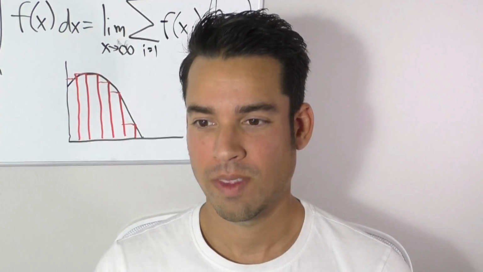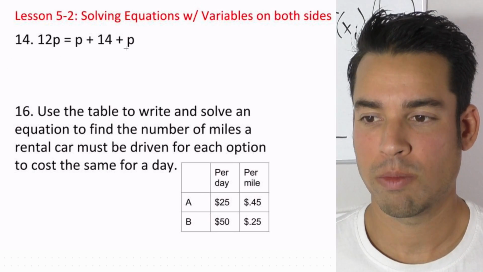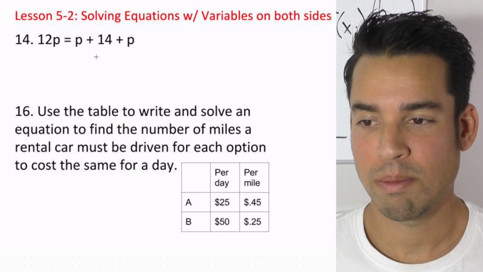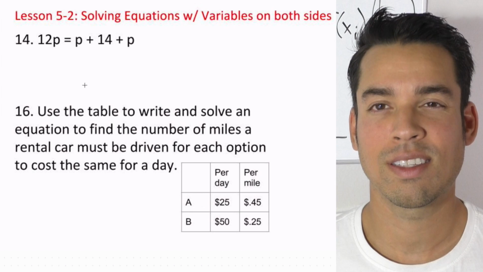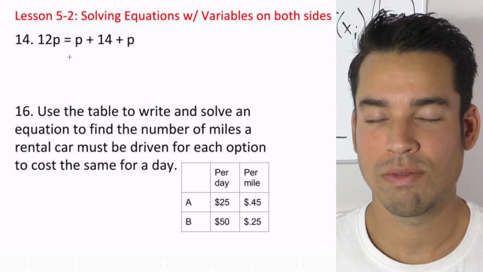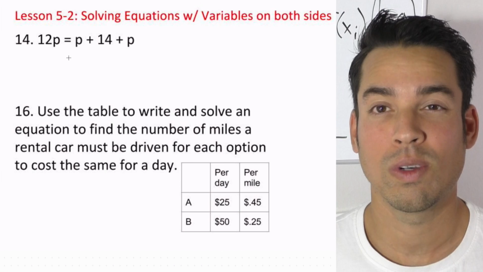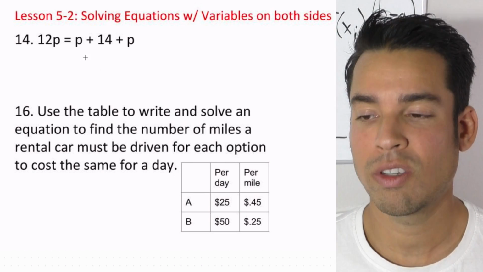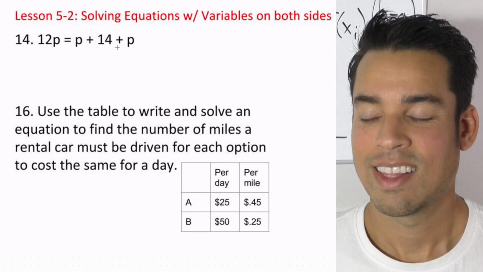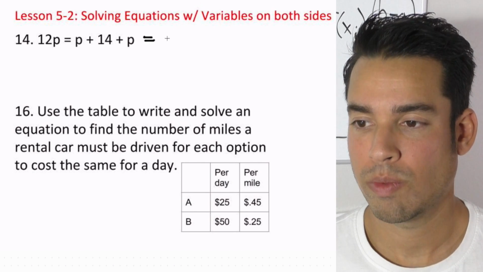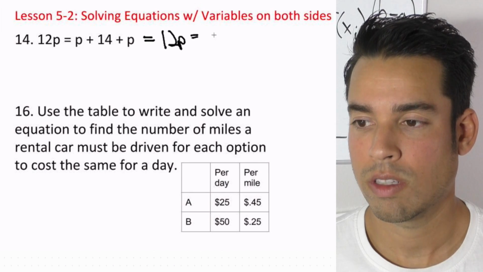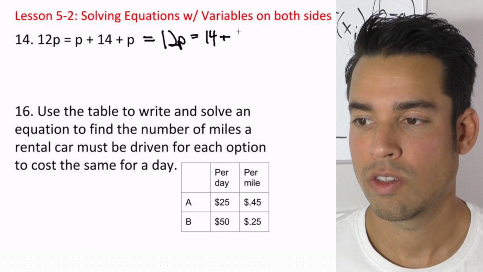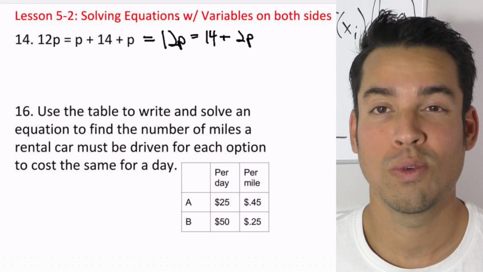Let's do it. So here we've got a very nice variable isolation problem, but as the title lets us know, we've got variables on both sides. So what do we do? We have to consolidate, which means we have to bring these variables together all on one side. It doesn't matter which side. So let's do that. We've got a p over here and a p over here. First things first, to make this easier, let's combine these p's. So we've got 12p equals 14 here, and then a p and a p. Let's combine them. That becomes 2p, just like an orange and an orange is two oranges.